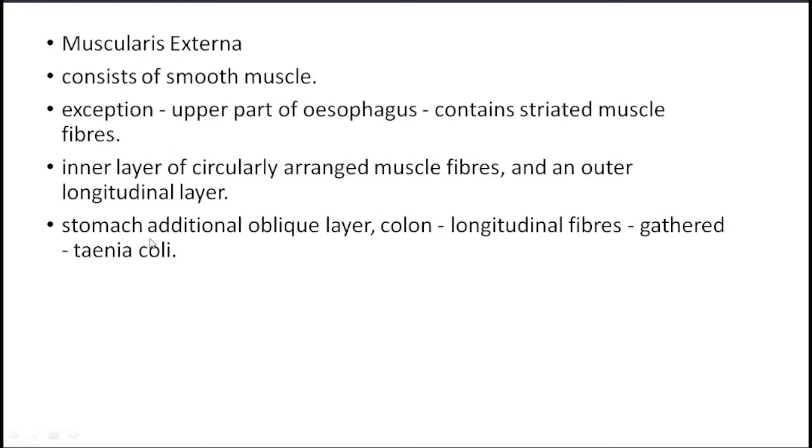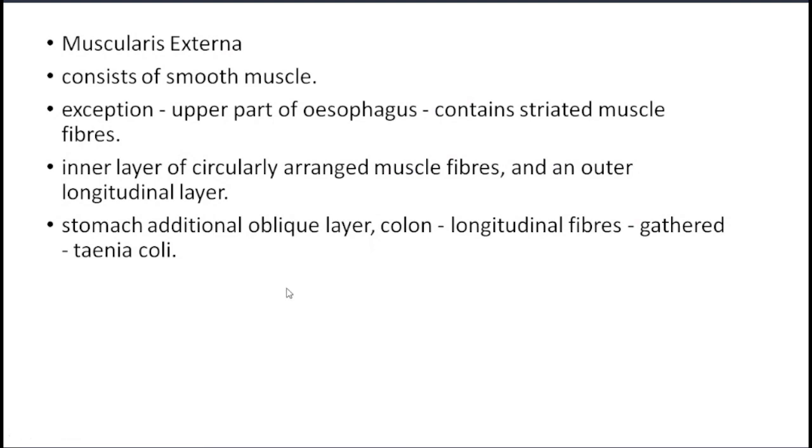In the stomach you will get an additional layer in this muscularis externa, that is the oblique layer, and also in the colon. stomach में आपको एक additional layer मिलती है smooth muscle की, that is the oblique layer, and in the colon these longitudinal muscle fibers gather at some places and form the tinea coli. So these are the specifications of the muscularis externa.